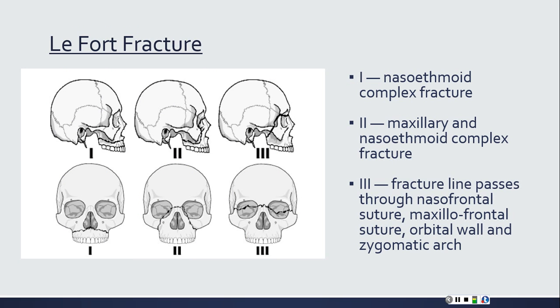Here's a look at some of the types of fractures they'll have. Le Fort fracture, type 1. You've got a nasoethmoid fracture. Occurs here. Type 2, it's maxillary and nasoethmoid complex fracture. Type 2 occurs here and across the top. And then type 3 is a fracture that passes through the nasofrontal suture, the orbital wall, and the zygomatic arch. And then it goes right across there. As you can see, you don't have to know these different types. Just know that these Le Fort fractures and these facial fractures could easily impair the airway, the ability to breathe.